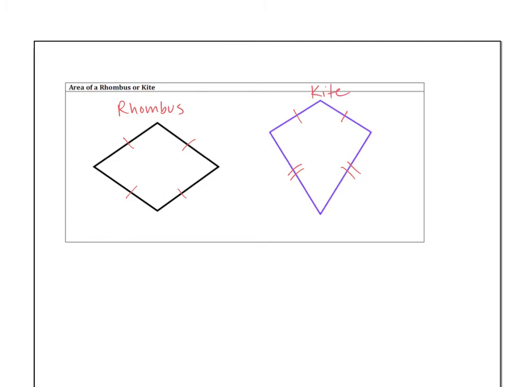And the formula for them is actually the same. The formula goes like this. Area equals diagonal 1 times diagonal 2 divide by 2. And remember what diagonals are. Diagonals go across from one corner to the opposite corner. So here's diagonal 1 and here's diagonal 2. Here's diagonal 1, here's diagonal 2. And it really doesn't matter which one you call 1 or 2.